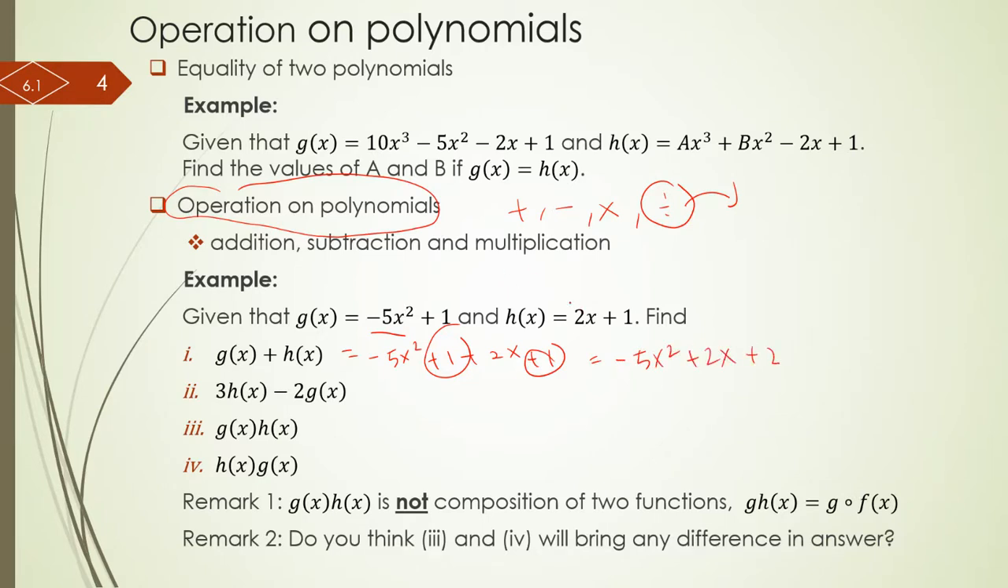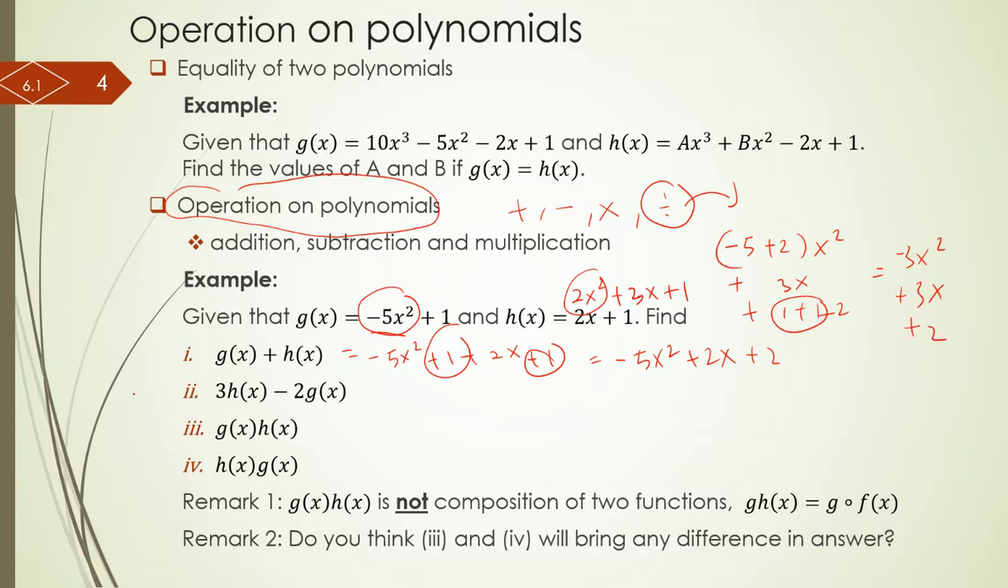What if my h(x) is actually 2x squared plus 3x plus 1? You have no need to worry. We just compare. This is the 2x squared, so we have negative 5 plus 2 for x squared, then plus 3x, and last but not least 1 plus 1, which is 2. Finally we have negative 3x squared plus 3x plus 2.